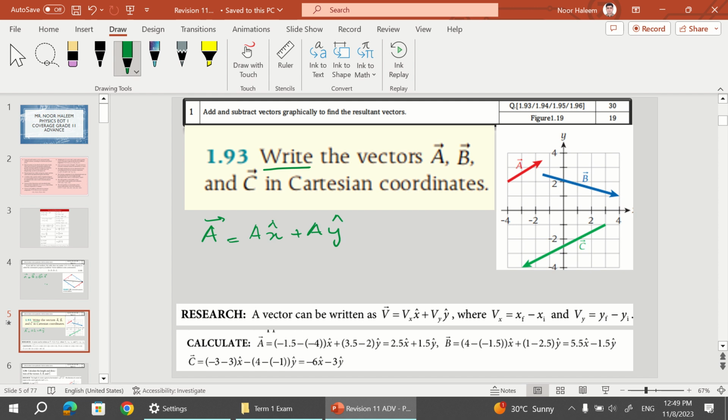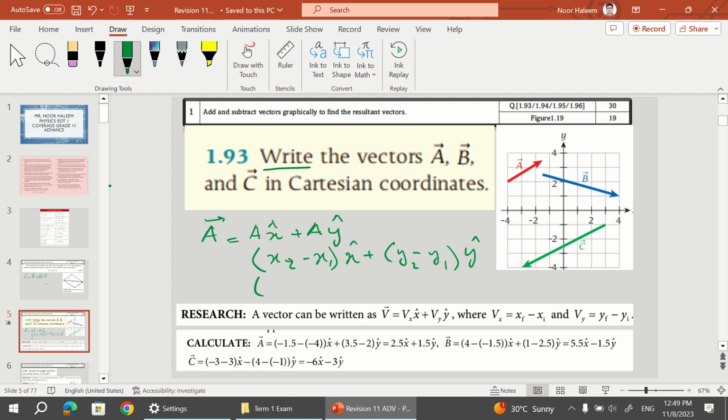Understood? So first identify the points, the coordinates, and then y2 minus y1, x2 minus x1 along the unit vectors. For example, if I want to solve for A, then you can see I will write here in the bracket the x coordinates: x2 minus x1 along x unit vector plus y2 minus y1 along y unit vector. Understood? Now tell me the coordinates. Hurry up, who is good? Hafsa and Ala.